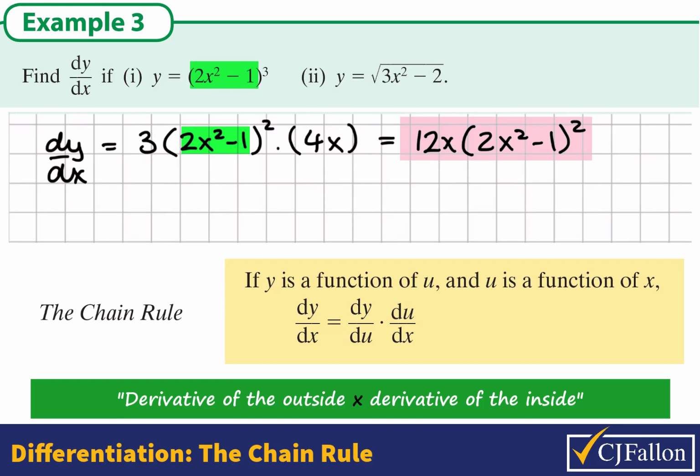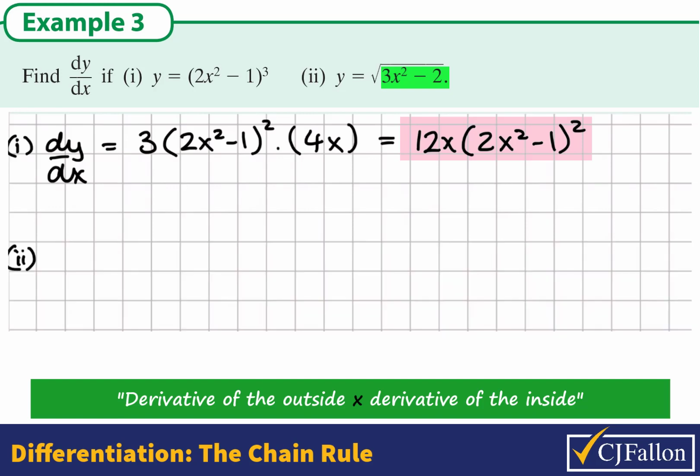Let's apply the same idea to the second example here. We have y is equal to the square root of 3x squared minus 2. Square root means the power of a half. So the inside function is the 3x squared minus 2, and the outside function is that it's all to the power of a half. So dy/du would be a half times u to the power of negative a half, multiplying by the power and reducing the power by 1.